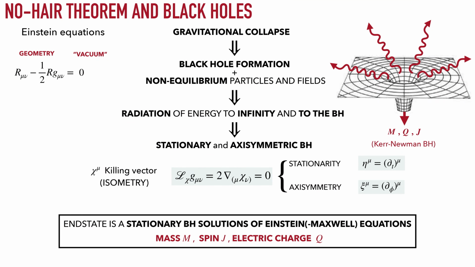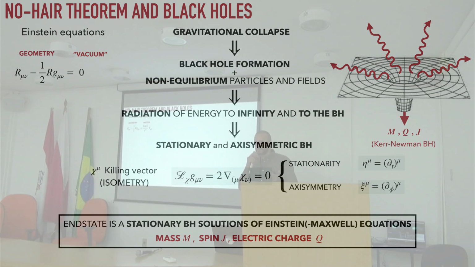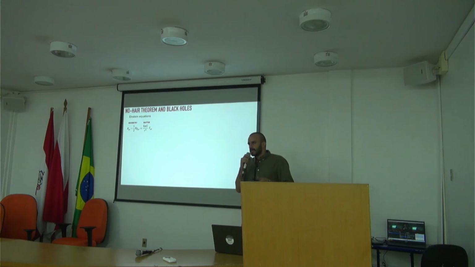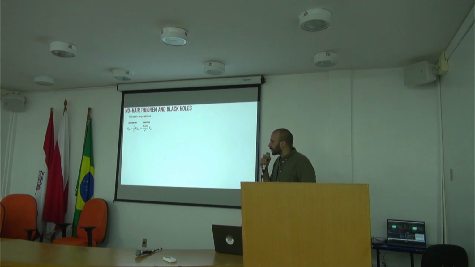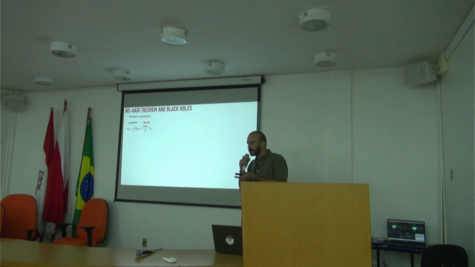So let's start with black holes. Of course, needless to say, these are solutions of Einstein's field equations. So we have the geometry, the curvature tensor on the left. These are related to the content of the space-time, which is on the right and encoded in the energy momentum tensor of matter.